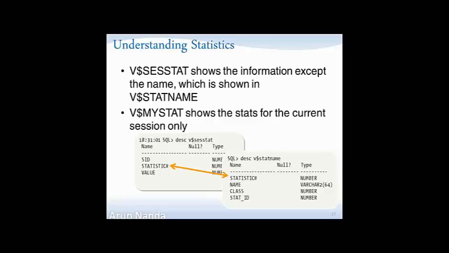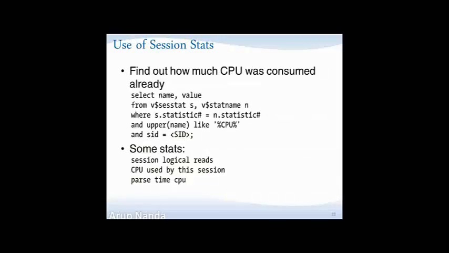The problem is that it has a statistic number, not a name. So you have to combine that with another view called $STATNAME, where it also has a statistic number and a column called name to show you exactly what the statistic is, and get that information directly from there. Here is an example of how I'm doing it.